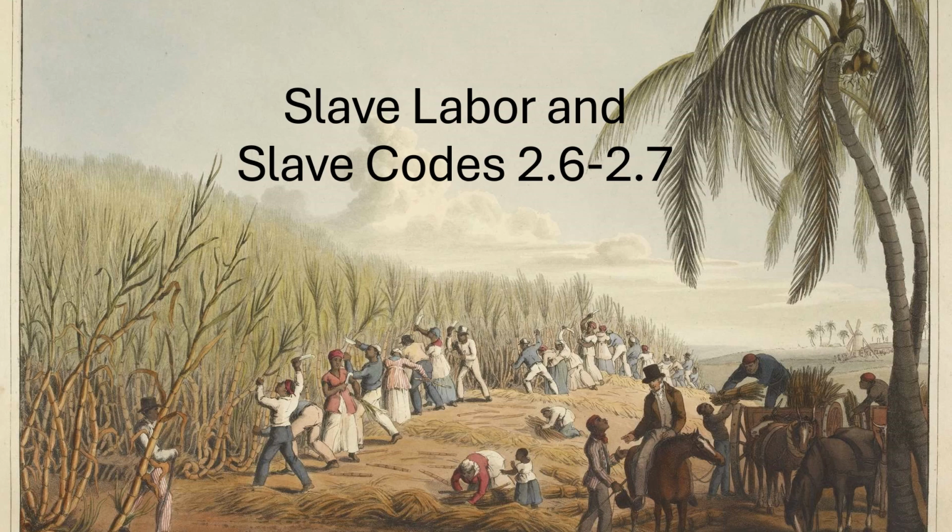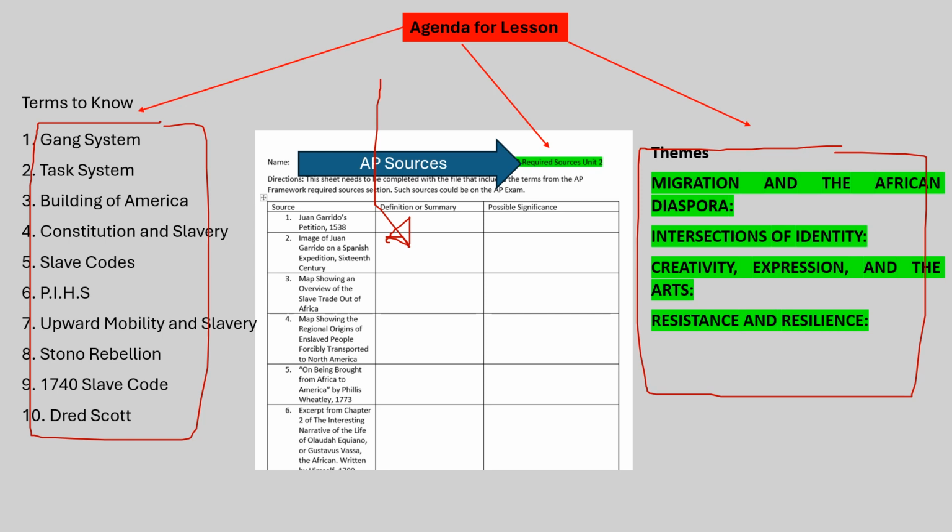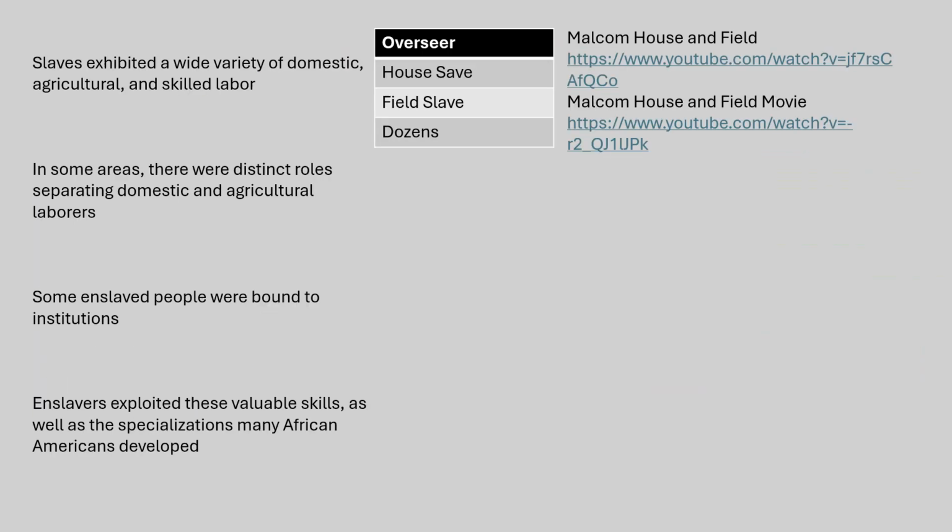This assignment is designed to look at the slave labor process and the transition to permanent involuntary hereditary servitude by the use of slave codes. By the end of this class, you should have an understanding of these terms, complete the sheet for the required sources, and then be able to connect to the themes. And it looks like all themes will be addressed because they are all highlighted.